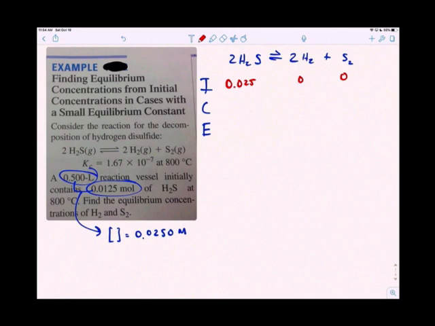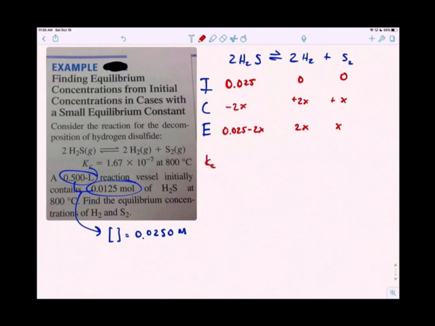Now, which way does the reaction shift? We have some reactants and no products, so we shift right. We lose 2x here. We gain 2x of hydrogen, and we gain x of sulfur, where x is my extent of reaction. It's 2x for the hydrogen sulfide because there's a 2 in front of it, and 2x for the hydrogen because there's a 2 in front of it. Okay, in equilibrium, this is 0.025 minus 2x, 2x, and x.